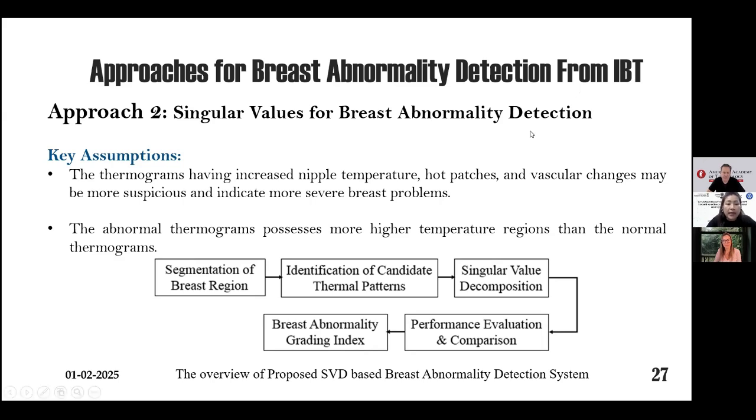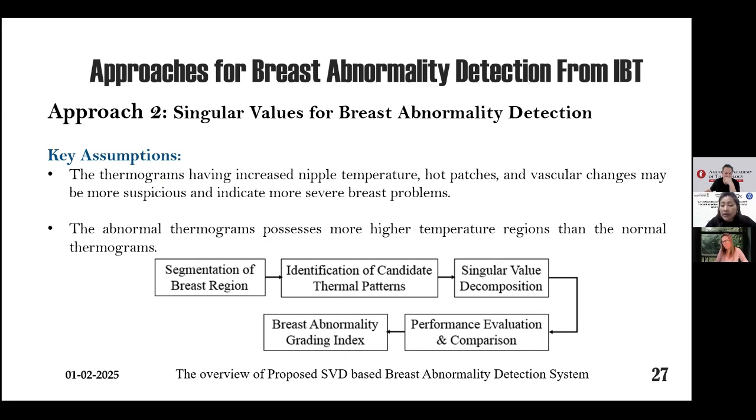Here, the key assumption to apply the singular value decomposition was that a thermogram having increased nipple temperature, hot patches, and vascularity is considered to be more suspicious and indicates more severe breast problems. So the abnormal thermogram possesses a higher temperature region than the normal thermogram. Based on this key idea, I first performed the segmentation of the breast region because, as I mentioned earlier, the underneath of the breast area is much hotter than the normal breast region. I will show you what I am calling the candidate thermal patches. From the candidate thermal patches, I have extracted the singular values.